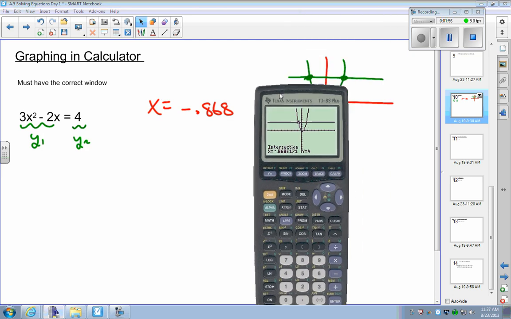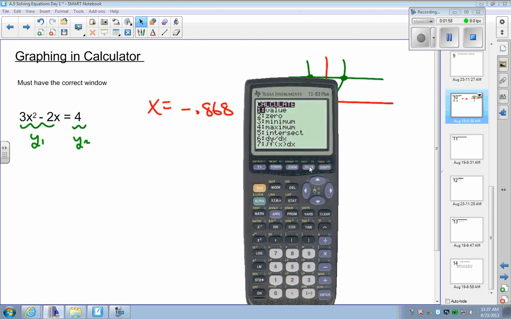To find the next one, second trace again, go down to intersect. Now you're going to have to move your cursor over to get it closer to the second one. You can see down here it says first curve. So is the quadratic the first curve you want to intersect? You hit enter for yes. Up top it says second curve, and it shows you the equation, y2 equals 4. Is that the second curve? You hit enter, enter again, and 1.535 is our other solution.